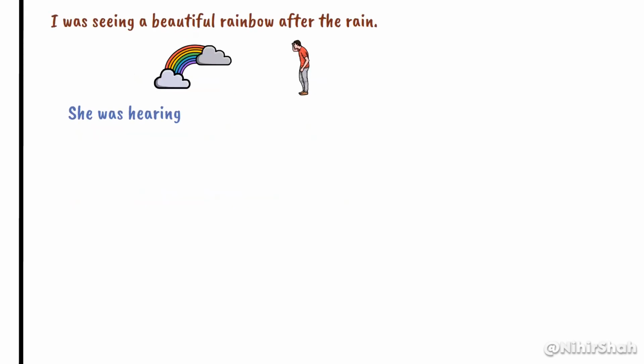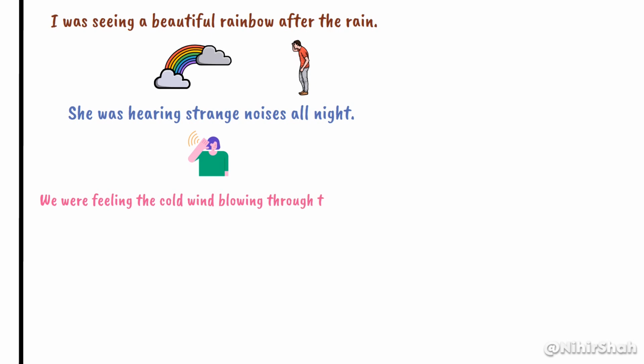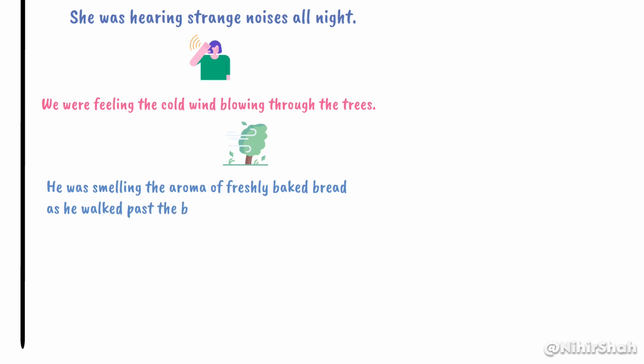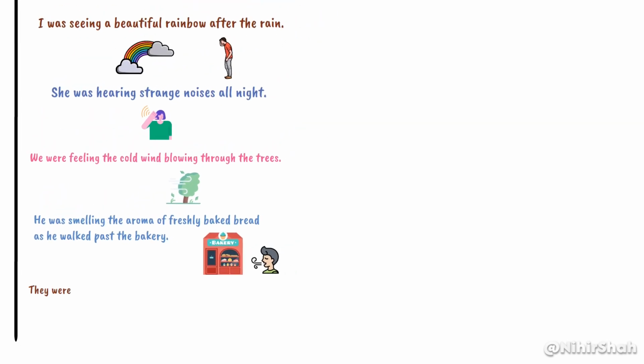She was hearing strange noises all night. The action of hearing was ongoing. We were feeling the cold wind blowing through the trees. The action of feeling was not at a single moment, but over a duration. He was smelling the aroma of freshly baked bread as he walked past the bakery. The action of smelling was in progress. They were tasting each dish to decide which one was the best. The action of tasting was a continuous process.